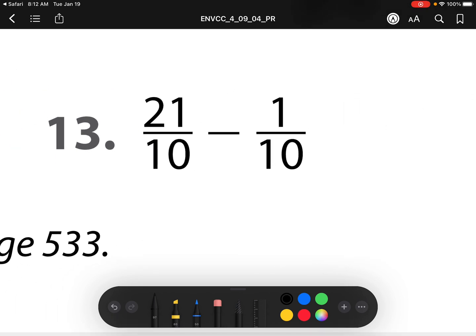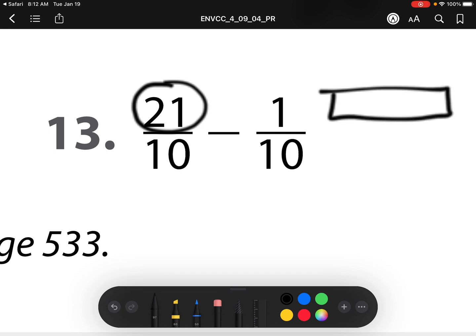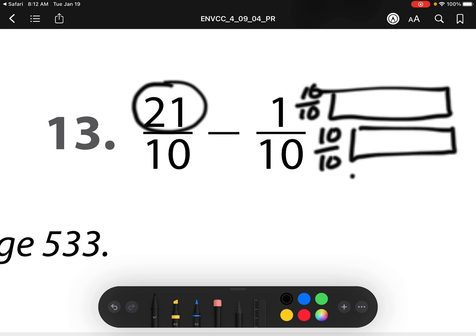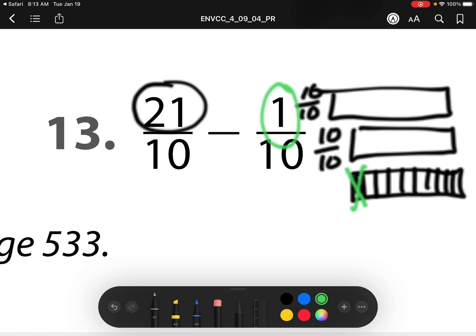Number 13 now. Ooh, this one's different because here you'll notice we have 10 tenths for a whole, then we have another 10 tenths for another whole, but then we'd have what? We have 1 tenth left over. 1, 2, 3, 4, 5, 6, 7, 8, 9. So we had just this guy left over. And what are we doing? Well, we're taking away 1 tenth. So what do we have? Well, we have 2 wholes left over, or the same as 20 tenths.